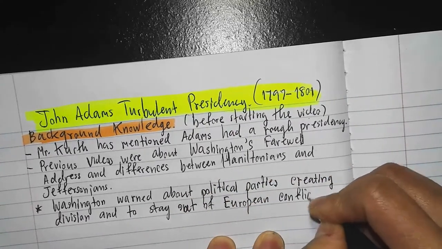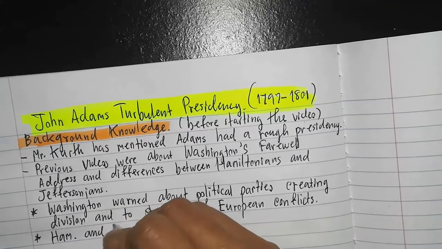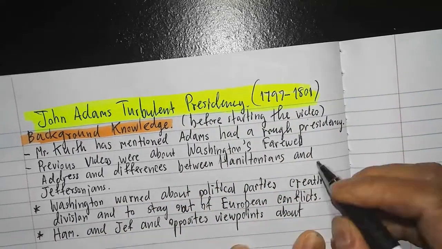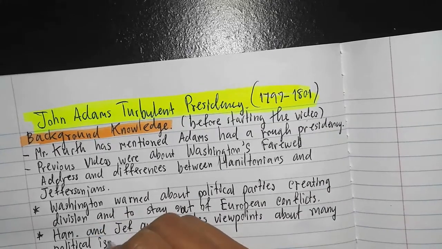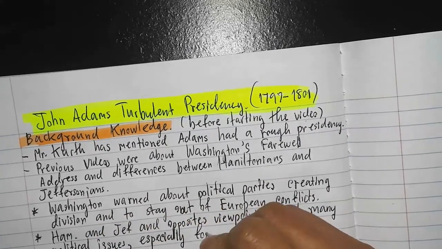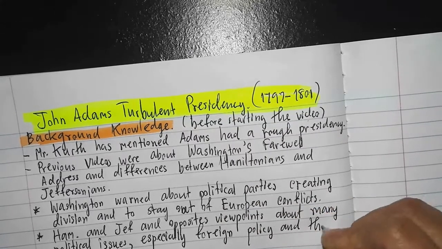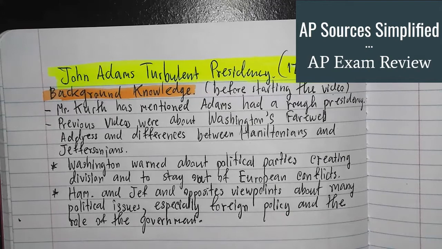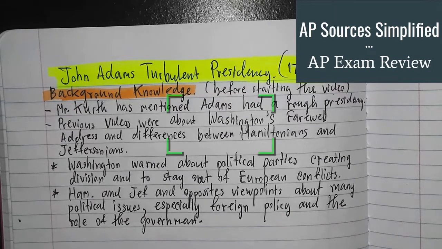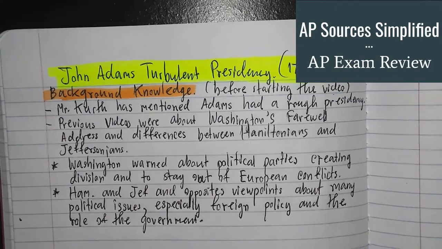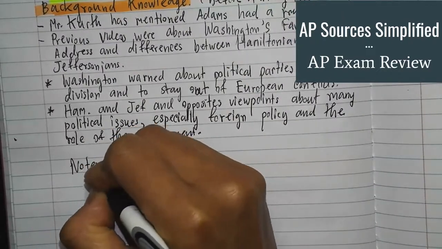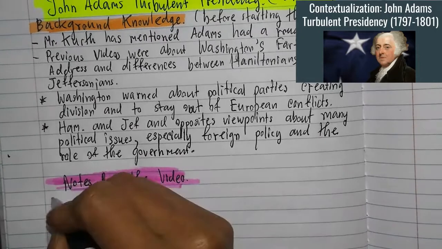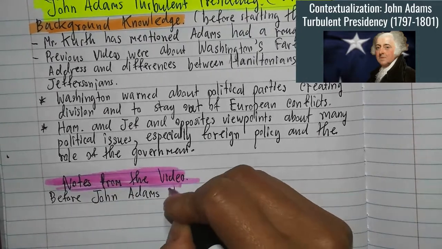So she's writing some things down about Washington's farewell address, about the differences between Hamiltonians and Jeffersonians, and those were two of the topics that we had covered right before this video. And so you can see she's talking about how they have different opposing viewpoints, and there are many political issues going on at the time, especially in foreign policy and the role of the government, that those two sides are debating.